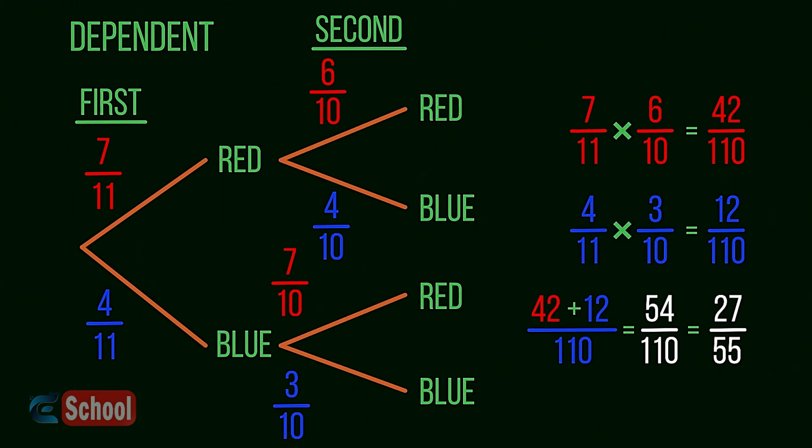So there is our guide to tree diagrams. These can be used for multiple events, not just two, and always remember to check and see if the second event is dependent on the outcome of the first.